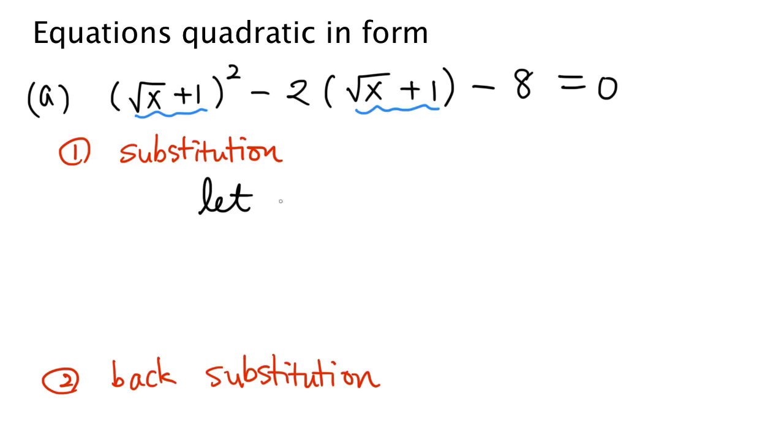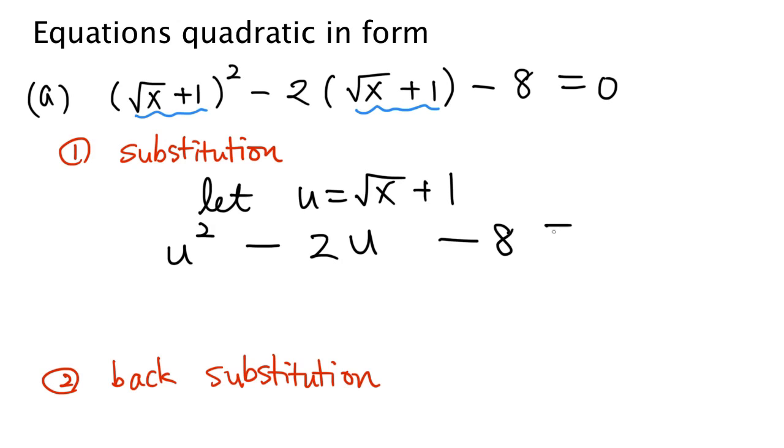So let's say we'll let u be that repeating part, square root of x plus 1. Then the equation becomes u squared minus 2 times u minus 8 equals 0. So now we have a nice and simple quadratic equation. So let's solve this equation.